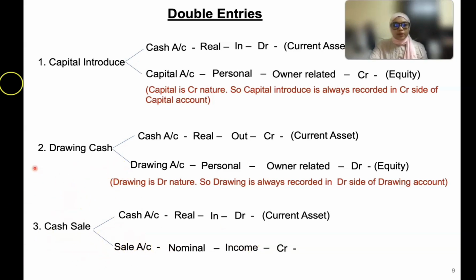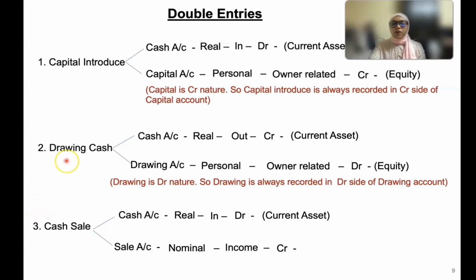So if I explain this to you again, capital introduced. The owner introduced capital into the business. What are the two accounts we are going to open? Cash account and capital account. Cash account is real. Business received the cash, that's why it is in, so we record in the debit side. Capital is personal, but it is an owner related account, so we record in the credit side. Capital is always credit.